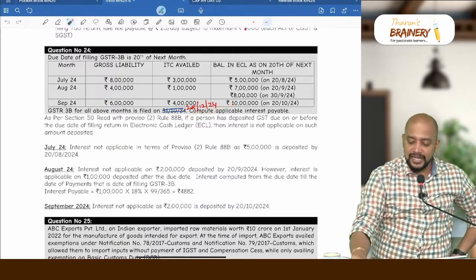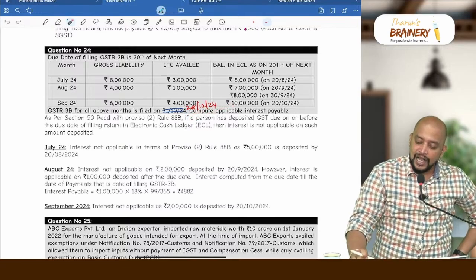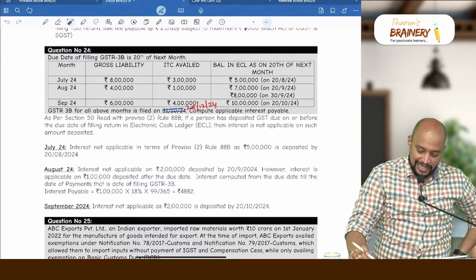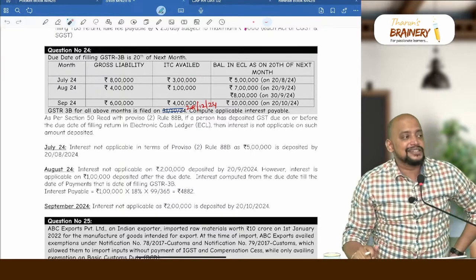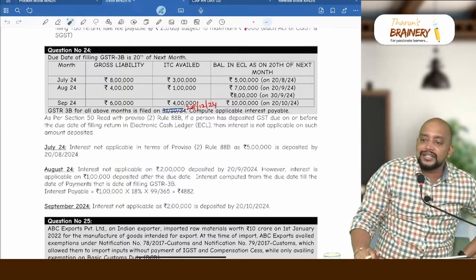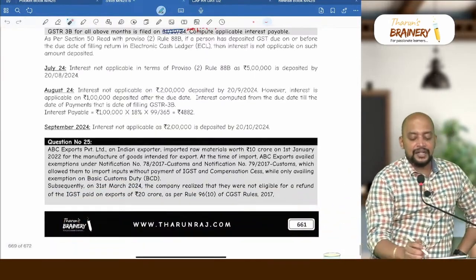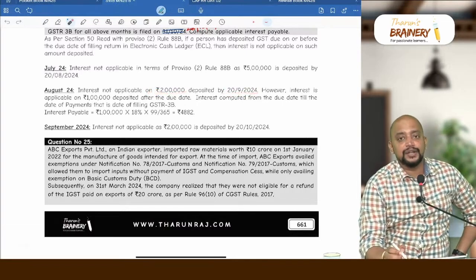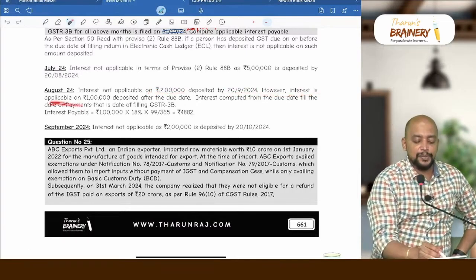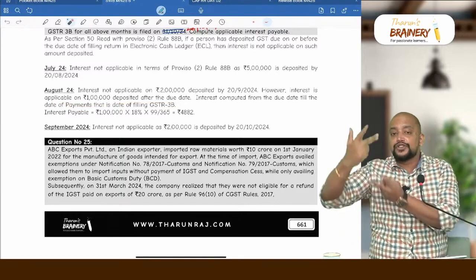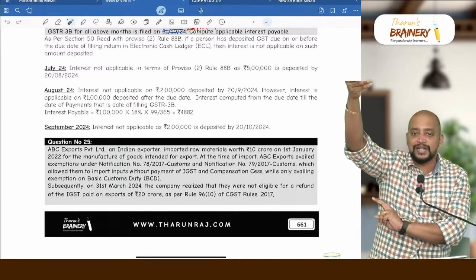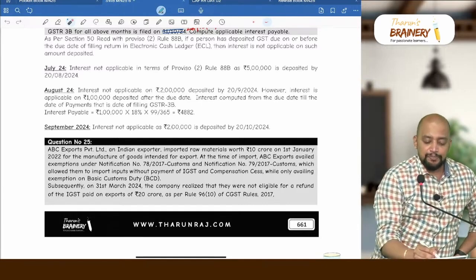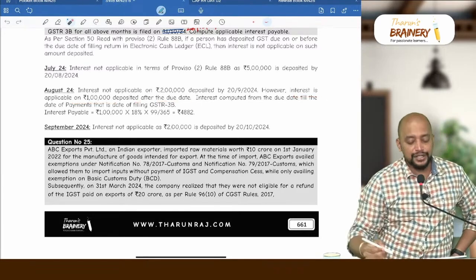So count the number of days. In September 10 days, October 31 days, November 30 days, December 28 days. For 99 days they need to pay interest on 1 lakh. Are you understanding this? So see there, interest not applicable on 2 lakhs deposited by 20th. However, interest is applicable on 1 lakh. Because this provision is not applicable for 1 lakh, the regular provision will be there. Got it? So interest is payable on 1 lakh deposited after the due date.